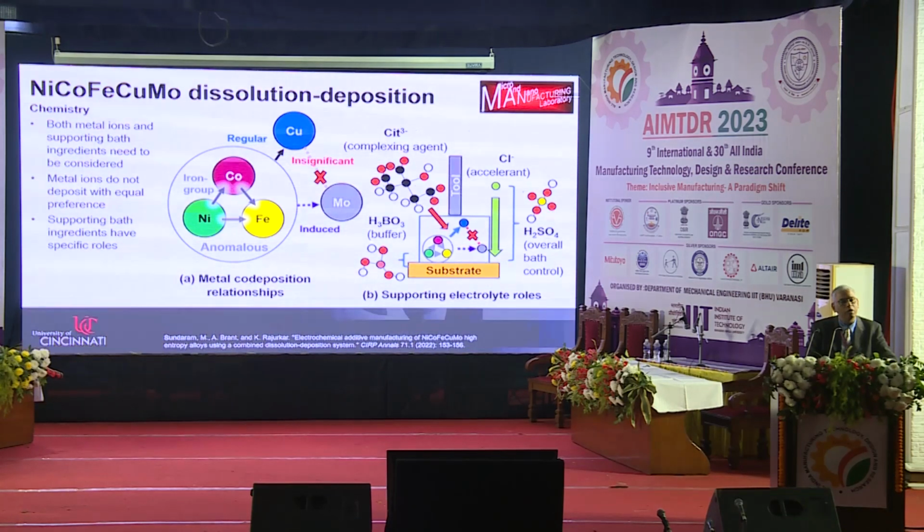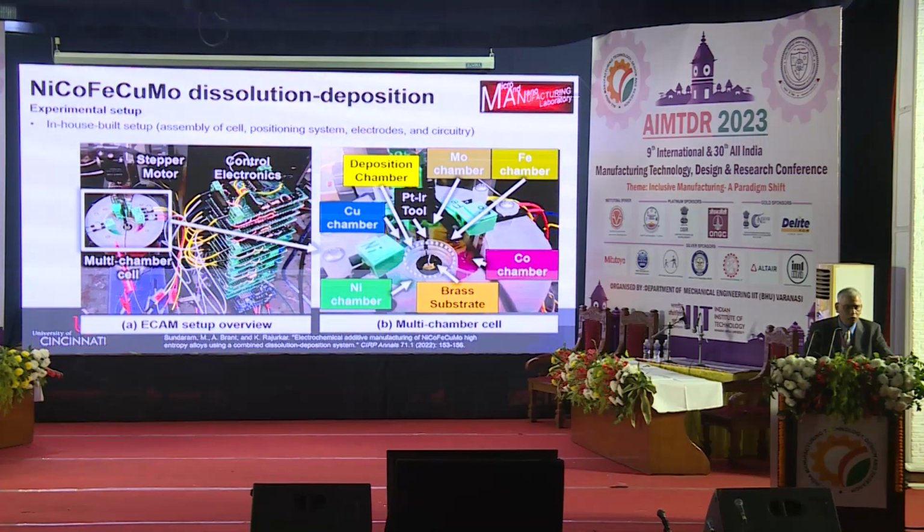For example, if you have H2SO4, you can have overall pH control. If you want pH control only at the cathodic region, that can be done by H3BO3, boric acid, which acts like a buffer solution. Then you can have a complex reagent, which is very, very important. Complex reagents again are a world by themselves. I'm not going to open that topic, but an appropriate complex reagent for your material system is important.